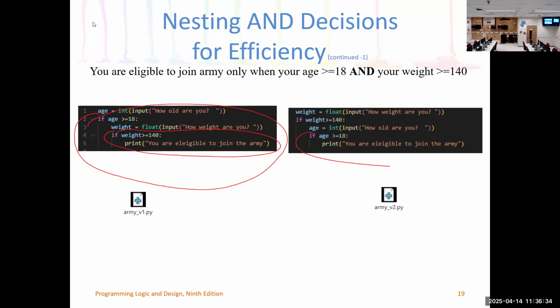And this one here, you totally nested into the other one here, right? That's why they call it nested decision. So basically, for these two programs, they provide the same output. You are only able to join the army when you are greater than or equal to 18 years old, and your weight here is greater than or equal to 140. They both deliver the same output, but the way they execute is not the same, right?